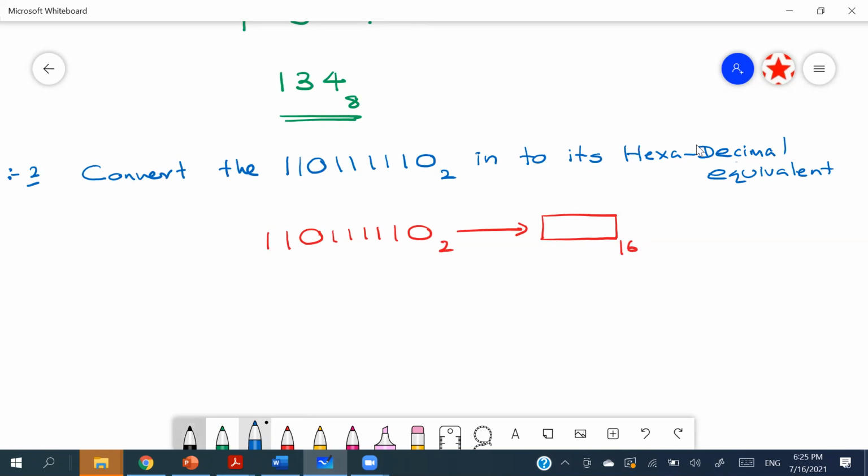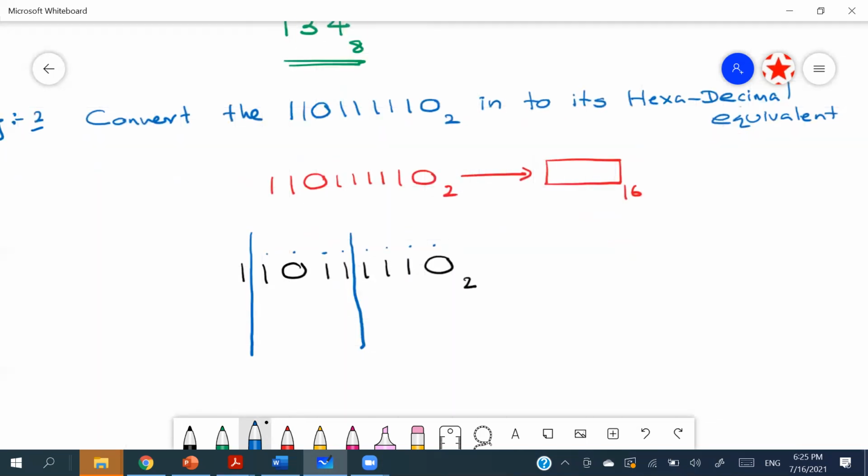So what we are going to do is take the value, starting from your right-hand side, and separate it into groups which contain 4 bits. So 1 2 3 4, a margin is drawn, and 1 2 3 4, the other margin is drawn, and there is a 1 remaining in the very last group.